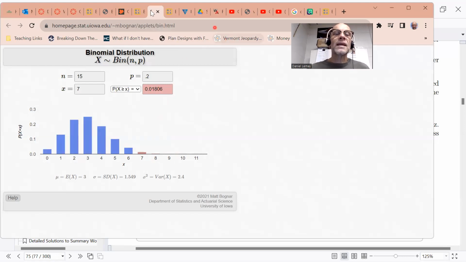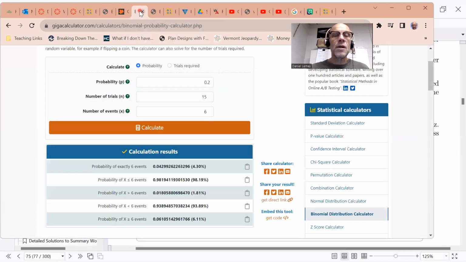And if we go back to the GigaCalc calculator, was it this page? Yeah. See how greater than 6, the 0.018, that's the same as that other calculator got. So you can make the other one work, but this gives it all. This is like the Swiss Army knife. It has everything there. You just have to know what you're looking at.